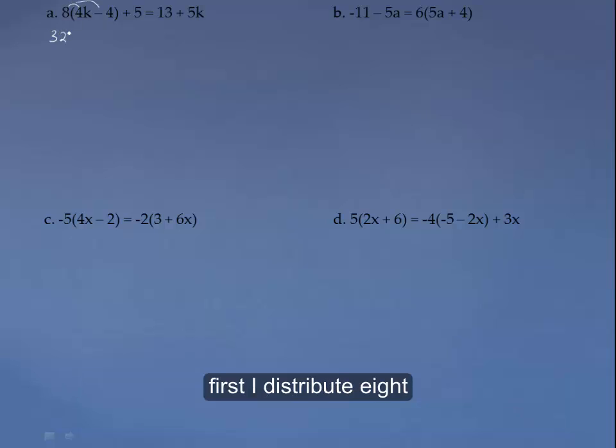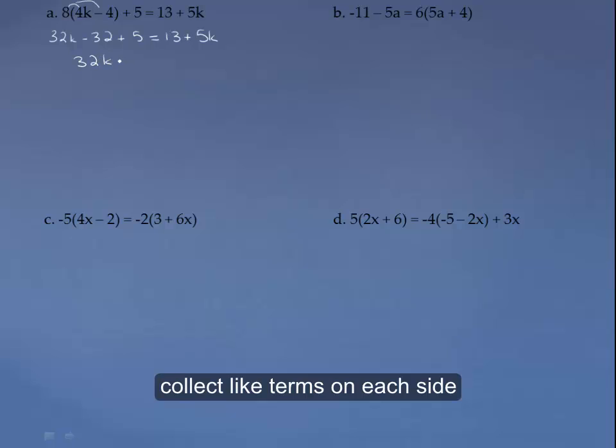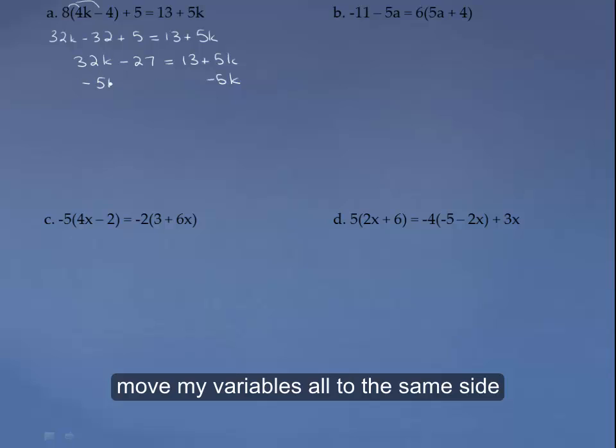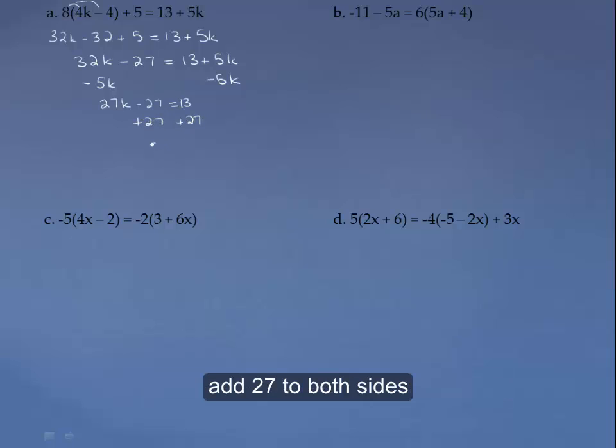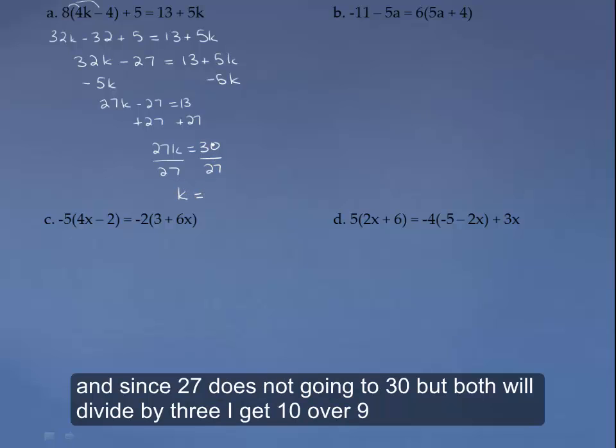First, I distribute the 8. Collect like terms on each side. Move my variables all to the same side. Add 27 to both sides. Divide by 27. And since 27 does not go into 30, but both will divide by 3, I get 10 over 9.